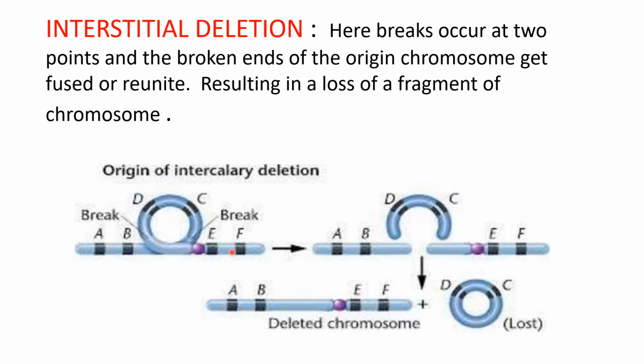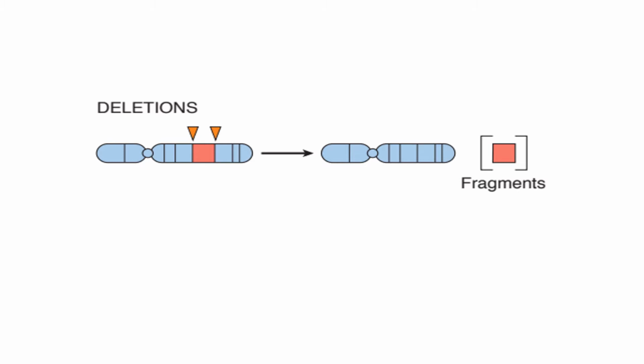Here we can see this is a chromosome. Breaks are happening at two points, at a point here and at a point here, and this segment, the CD segment, gets separated and it gets lost in successive cell division. These two broken ends fuse, forming a chromosome with the deleted part or the lost part. The CD part is lost. This is another photomicrograph to show interstitial deletion, where breaks are happening at two points here and here in the long arm, and this part gets lost.